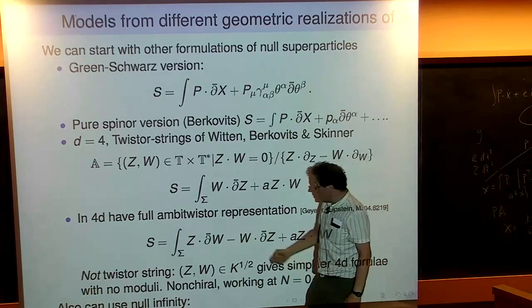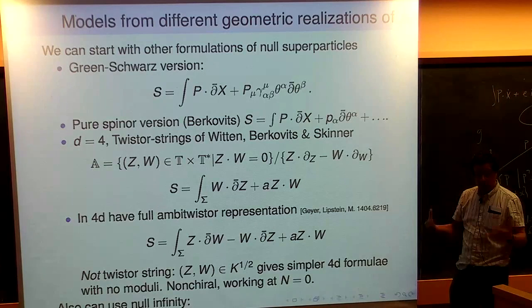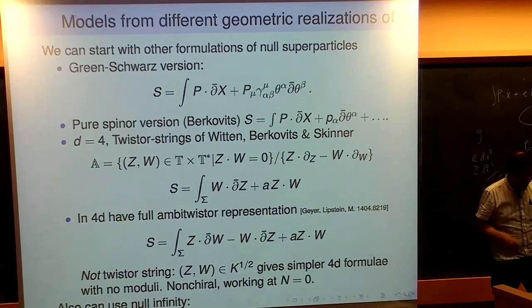And in fact, you can do it again here, making the W and Z spinors on the world sheets, and you get a new four-dimensional ambitwistor string theory, which gives you correct formulae for Yang-Mills and gravity, which are much simpler than the ones you get here because there are no moduli, and they don't require supersymmetry.